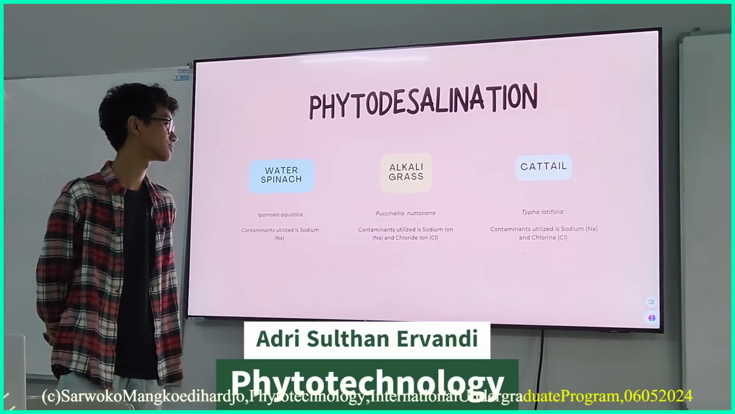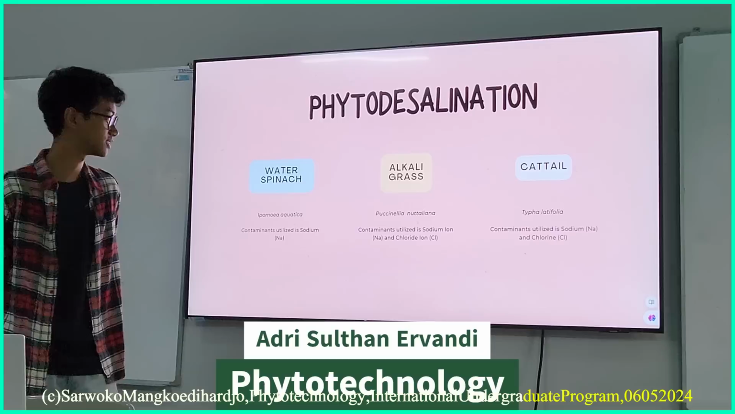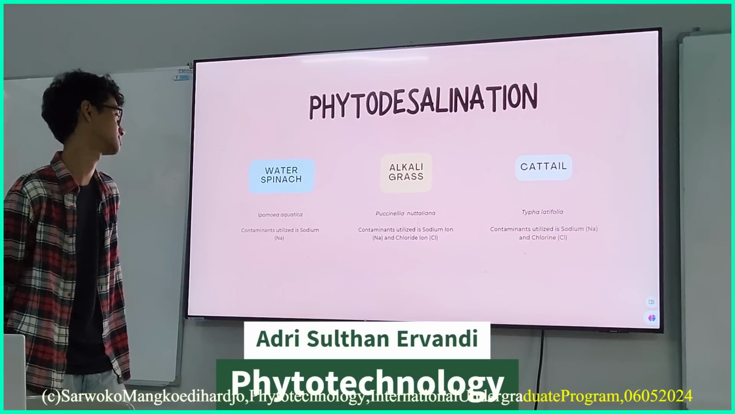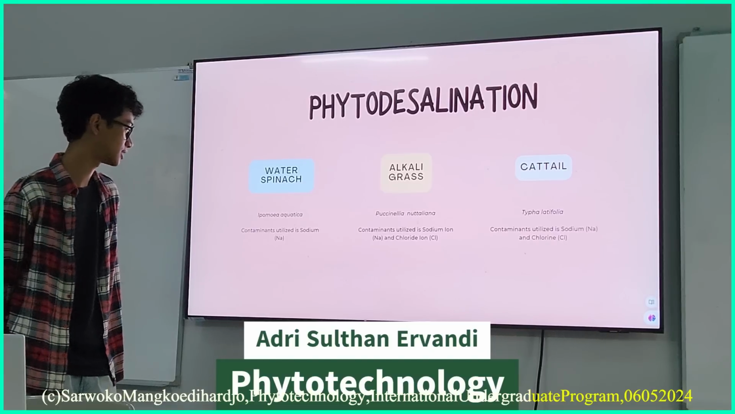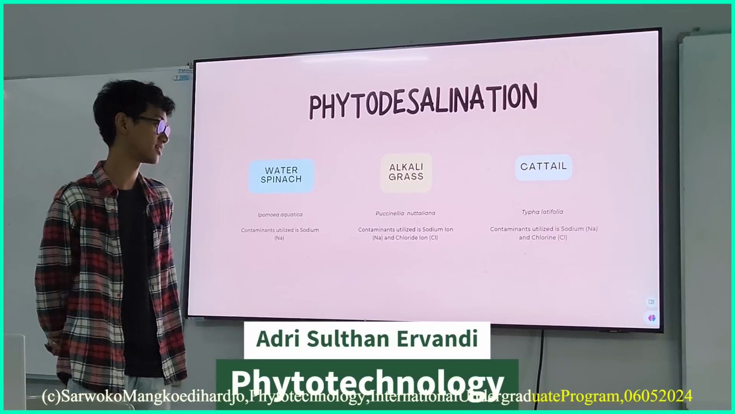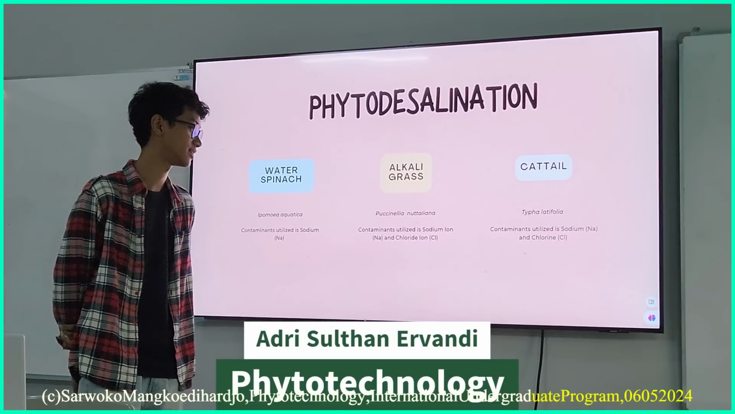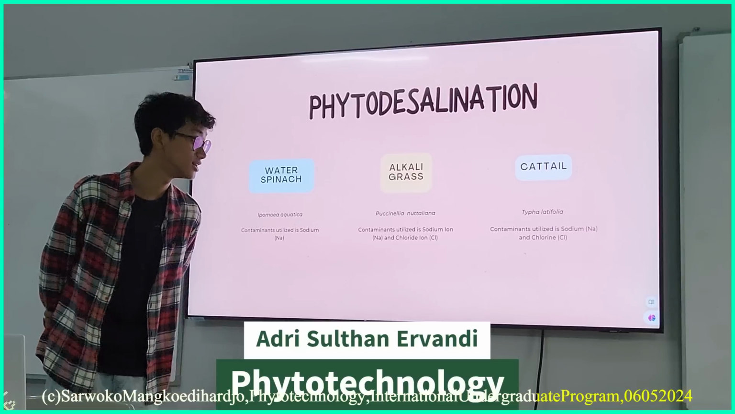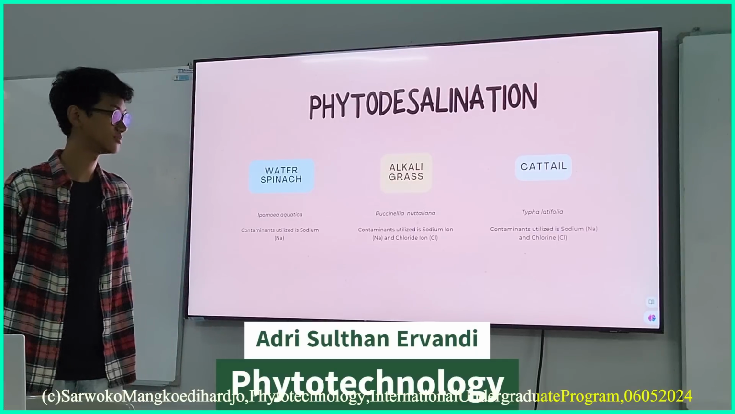We also have phytodesalination, which has plants such as water spinach, alkali grass, and cattail. For water spinach, it utilizes sodium. For alkali grass, it uses sodium ion and chloride ion. For cattail, it uses sodium and chloride.